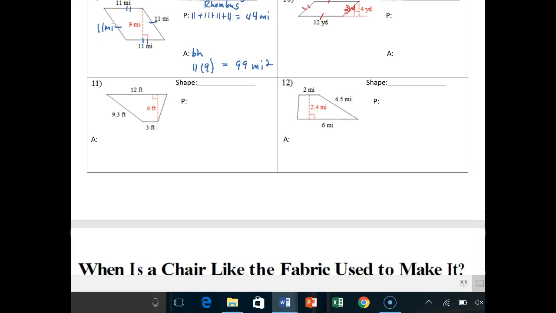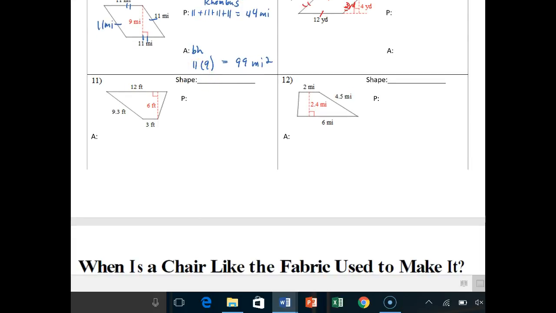Right, and last shapes here, we have a trapezoid. So the perimeter is just going to be all the numbers on the outside. I have to add in something. So first of all, I'll change this to 9. I just want to work with whole numbers, and change that to 4. So we'll do 12 plus 4 plus 9 plus 3. And so that gives us 12 and 12 is 24, plus 4 is 28, 28 feet.